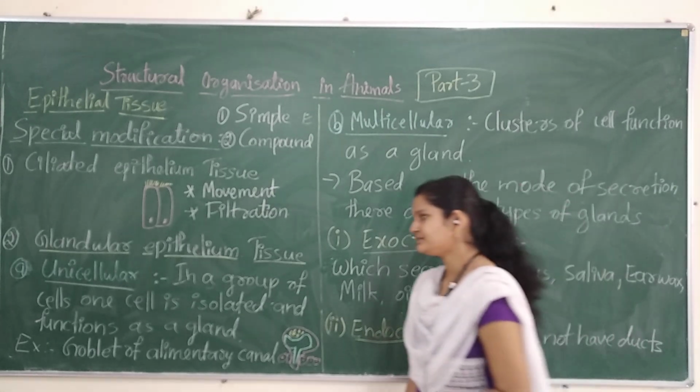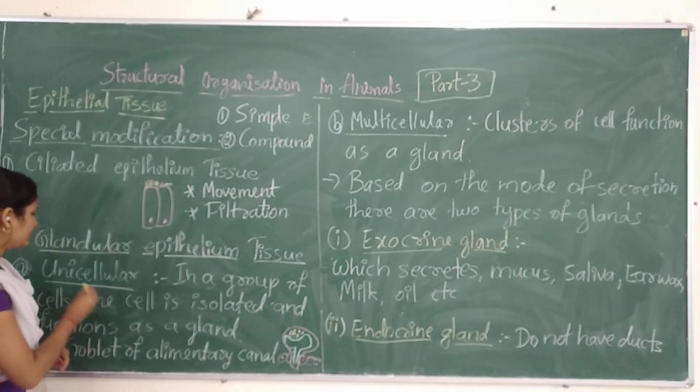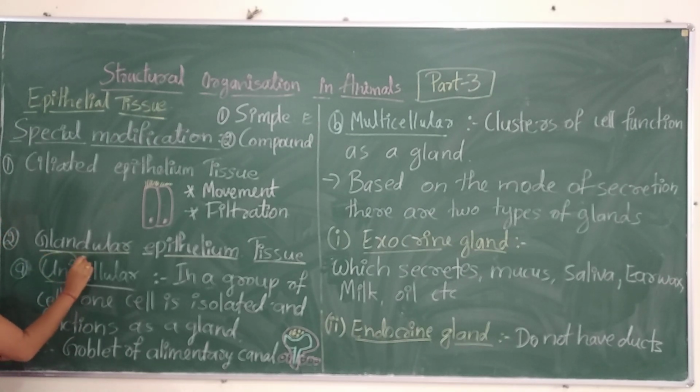Understood this one? Unicellular, uni means only one. Only one cell is going to modify in a cluster of cells and that will perform one particular function. Understood this one?